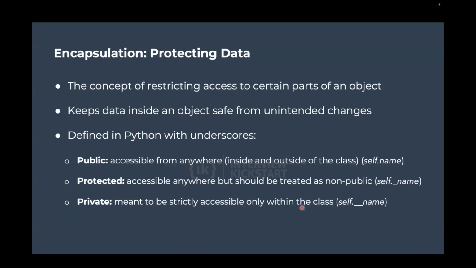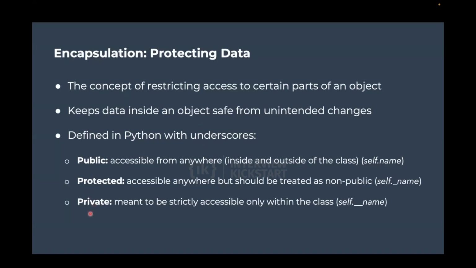Now we're going to learn how we can actually restrict access to some of those attributes and methods, right? So encapsulation is basically the concept of restricting access to certain parts of an object, and this keeps data inside an object safe from unintended changes. Okay. So we define them, for restrictions, the only difference comes with the naming of those variables and functions, which is just by using underscores. We have three types: public, protected, and private.